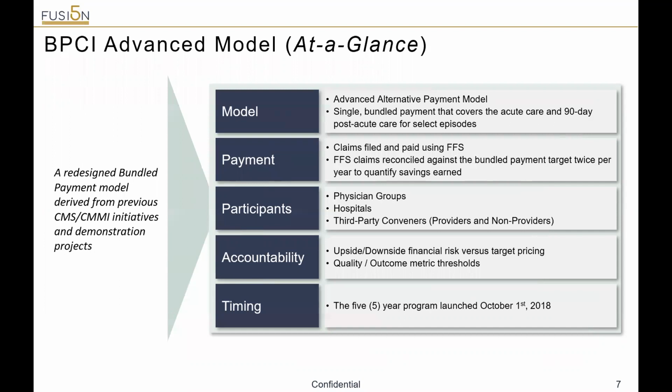Accountability, there is upside and downside financial risk versus target. And like every CMS-generated program, there are quality metrics. Those outcome metrics need to be performed usually against some threshold, and the ability to have financial gains or even minimize losses is based on those thresholds. The program itself is a 5-year program. It started on October 1st of 2018. We're in a time right now in 19 where there's a second application process. This was a planned event for what we would call the second cohort of applicants.